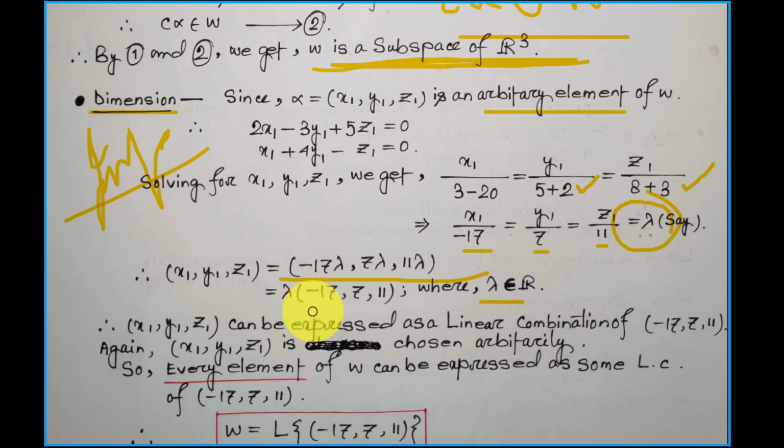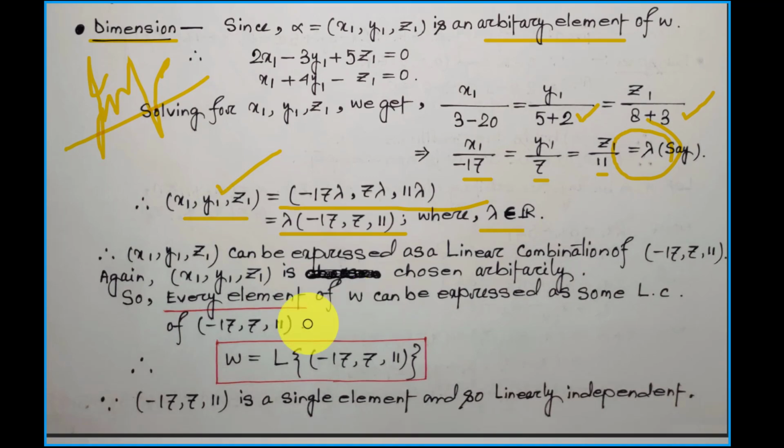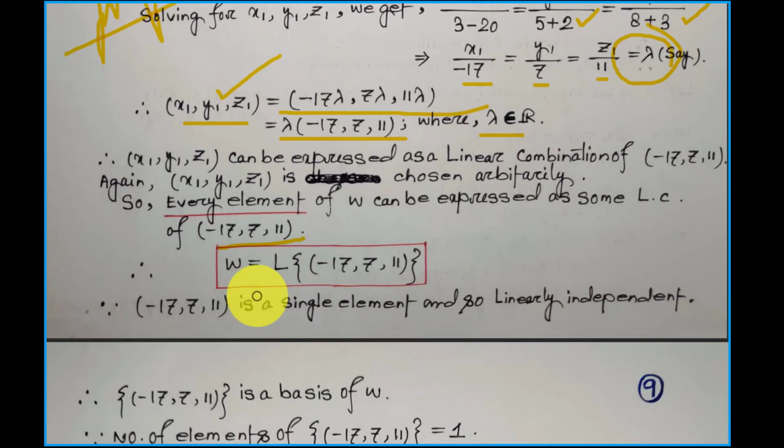Now see, this x1, y1, z1 can be expressed as some linear combination of minus 17, 7, 11. Again, come to our concept. This is arbitrary, so any element can be expressed as a linear combination of minus 17, 7, 11. That is, all the elements of W can be expressed as a linear combination of minus 17, 7, 11. That is, W is a linear span of minus 17, 7, 11.